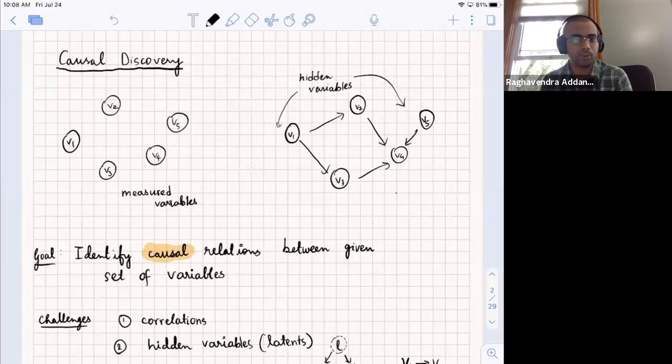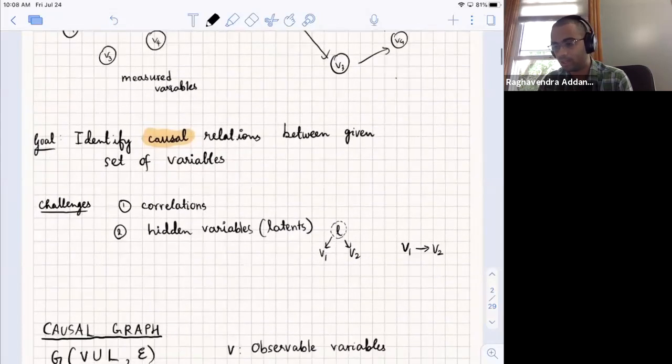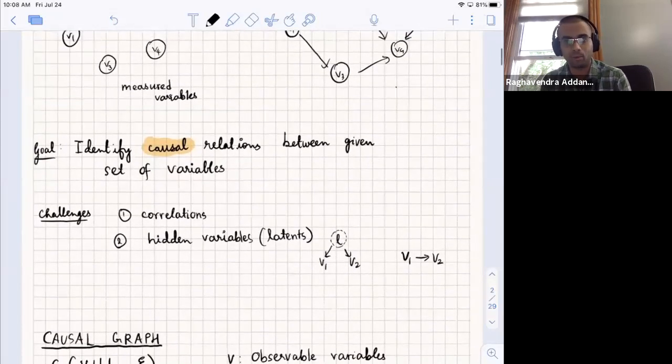this set of variables. So a few challenges that are present for the problem of causal discovery involve how do we differentiate between correlations and actual causal relations. Among those causal relations also, there could be indirect causal relations. How do we identify the exact causal link and differentiate it from an indirect causal relation?